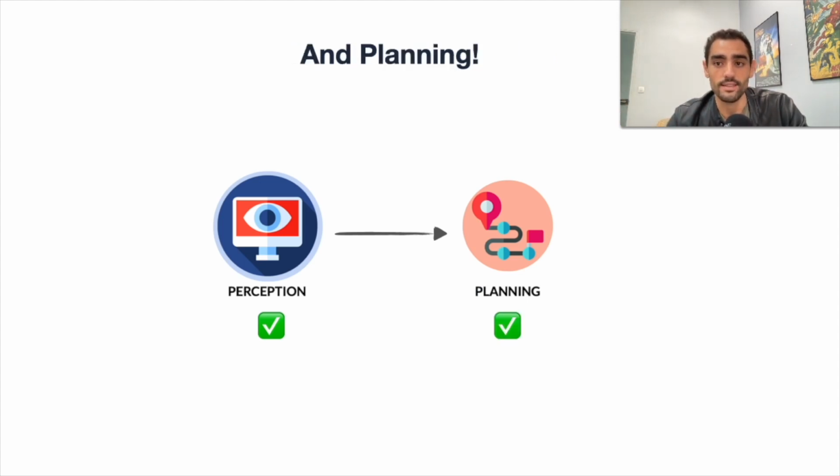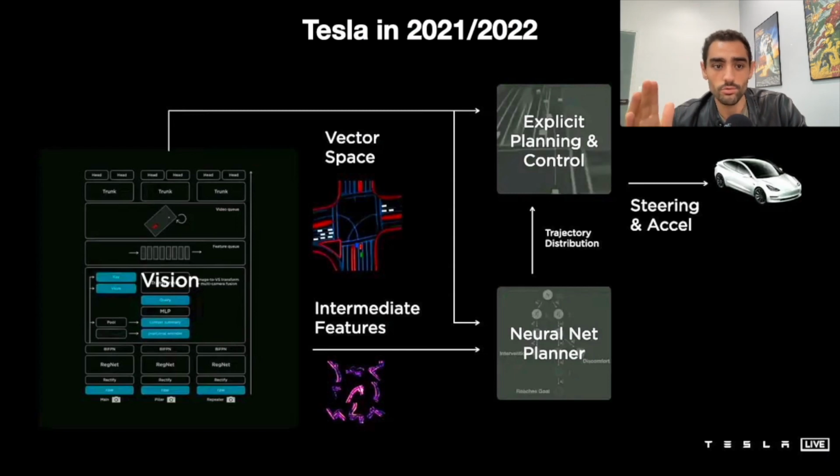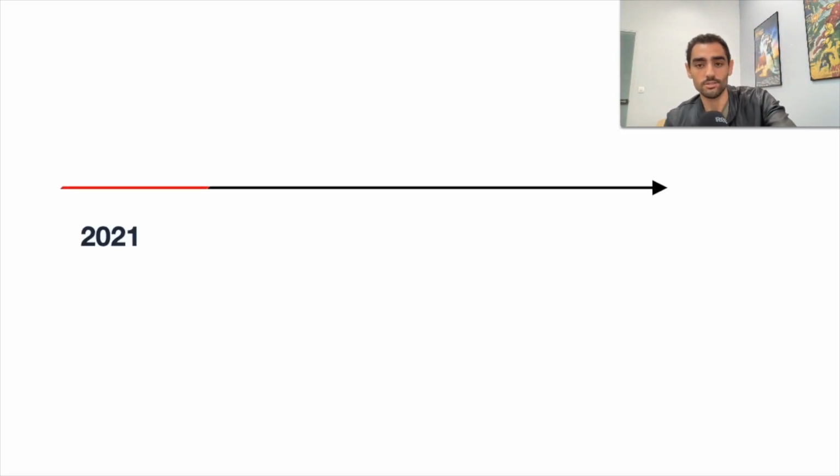So when you're looking at Tesla in 21, you would see on the left it's vision, then it's two blocks in gray with planning, and the neural net planner and control together. So to understand it clearly, we have deep learning on the left and traditional plus deep learning on the right. Okay, so this is what we have.